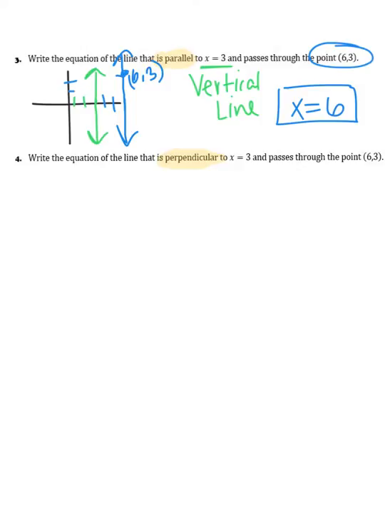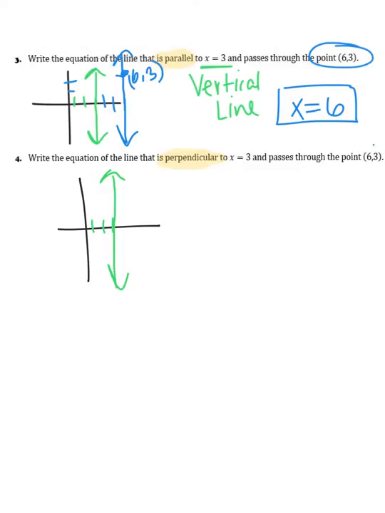Okay, number 4, I'm going to build off that same idea. We're still going to use this line x equals 3, but notice if I read through, we want an equation that is perpendicular to x equals 3. So if I sketch out, again, I'll put this x equals 3 line in green, but this time for perpendicular, that means we're going to have a horizontal line that would go perpendicular to the green x equals 3 line. So instead of an x equals, it's going to be a y equals.